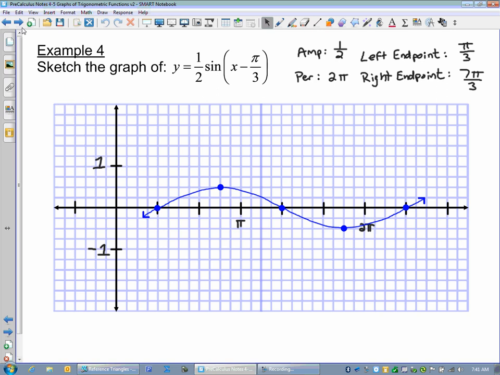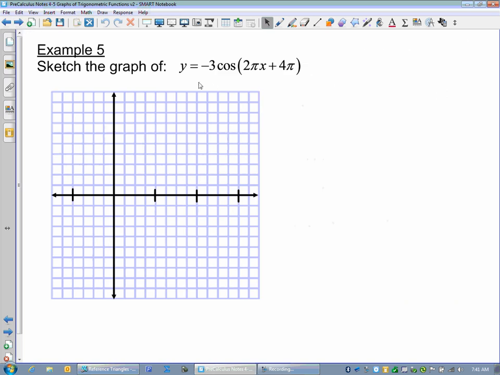All right, for our next example, we're going to have a negative sign on the outside. So let's see how we deal with that. Plus the argument looks a little more complicated. So we're still going to take the same approach, though. We start with the amplitude as the absolute value of the coefficient of the trig function. So the amplitude is going to be 3. The period is going to be 2 pi divided by the coefficient of x. So 2 pi divided by 2 pi gives me 1.